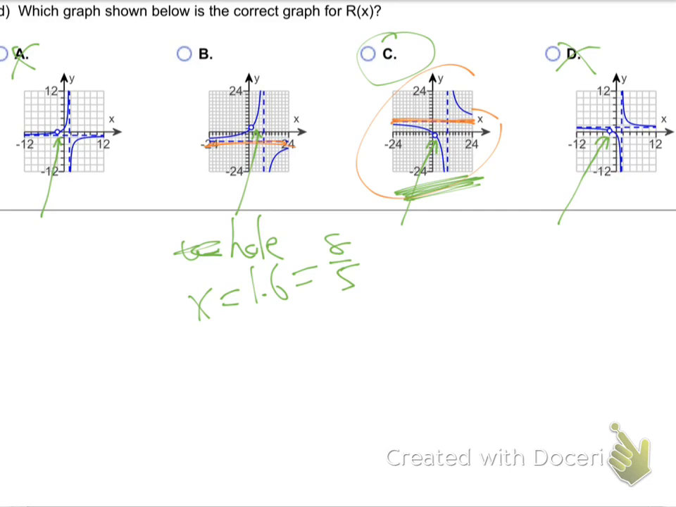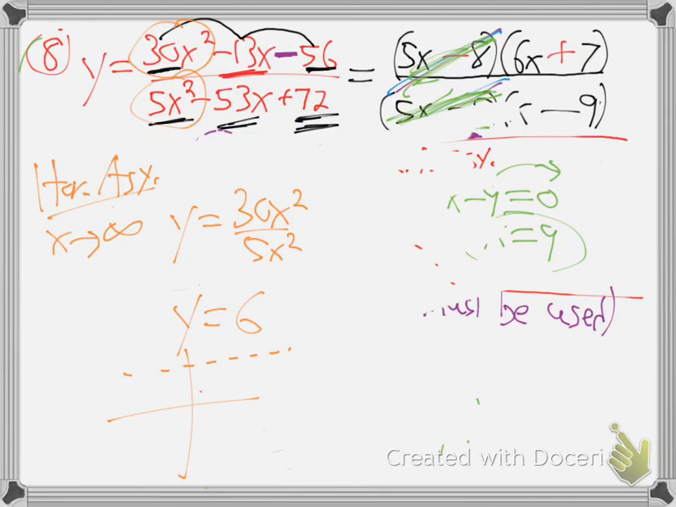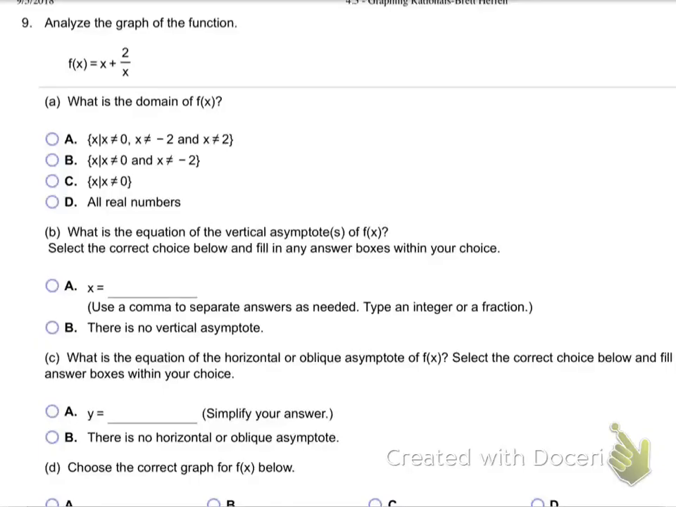Couldn't you take the factor after the 5x minus? You could. Either one would be fine. The x's cancel, it leaves you 6. Same thing. Either one will work fine. Good on that? Here, let me write it. Number 9, y equals x plus 2 over x.